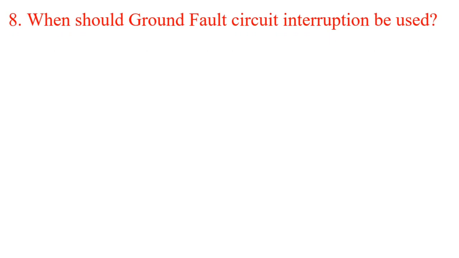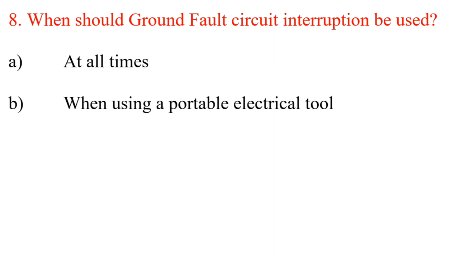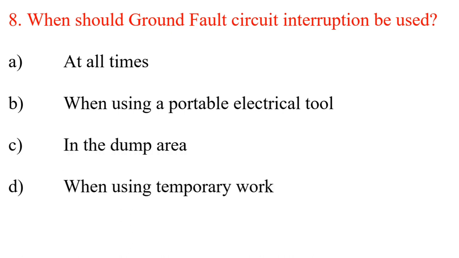Question 8. When should ground fault circuit interruption be used? A. At all times. B. When using a portable electrical tool. C. In the dump area. D. When using temporary work. Answer. A. At all times.